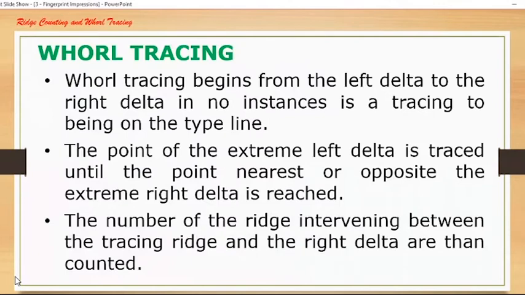Yan. Okay. Punta tayo sa word tracing. Ang nire-reach count, loop, ang tinitracing, word. Diba? Yan. Word tracing. The word tracing begins from the left delta to the right delta. In no instances is the tracing being of the type line. The point of the extreme left delta is traced until the point nearest or opposite the extreme right delta is reached. The number of ridges intervening between the tracing ridge and the right delta are then counted.